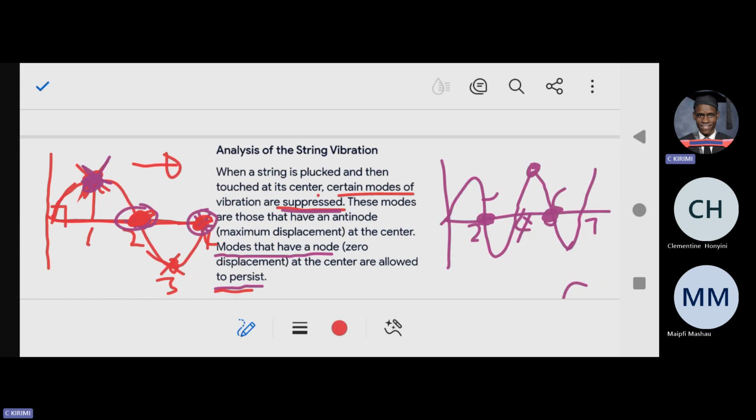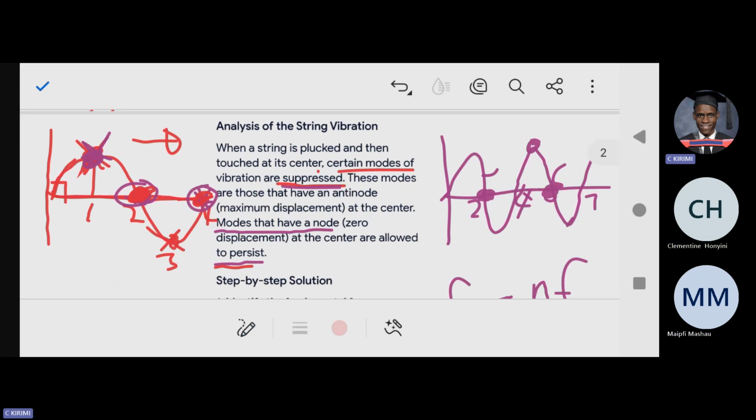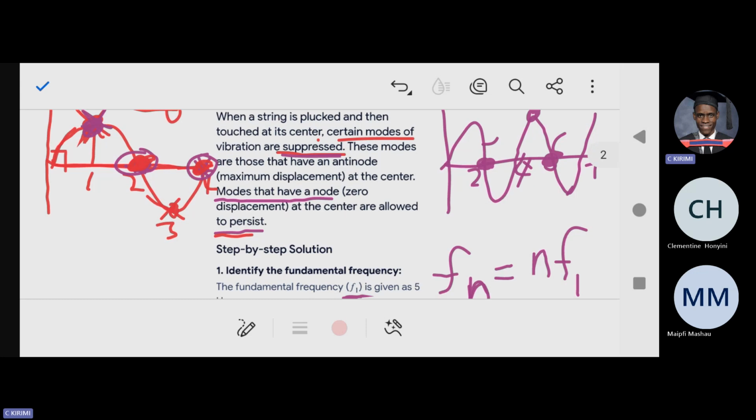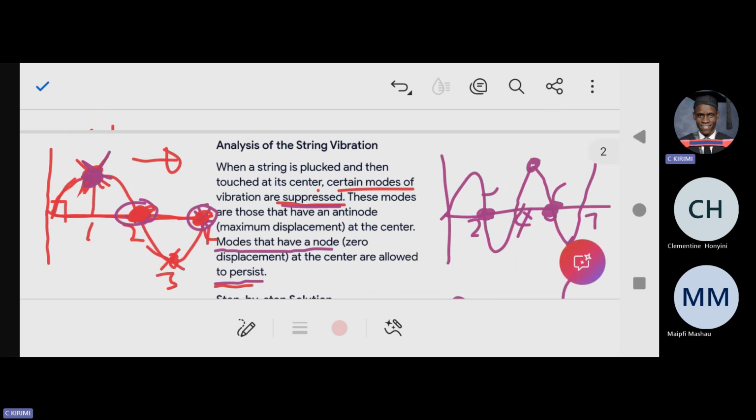This one, which is upwards, we said it's an antinode. And this one is the node. That way, when I'm counting 2, 4, 6, you know which point. When it's zero displacement, it did not move any distance upwards. So the modes that are suppressed are the ones with antinodes at the center. So this statement is very important.